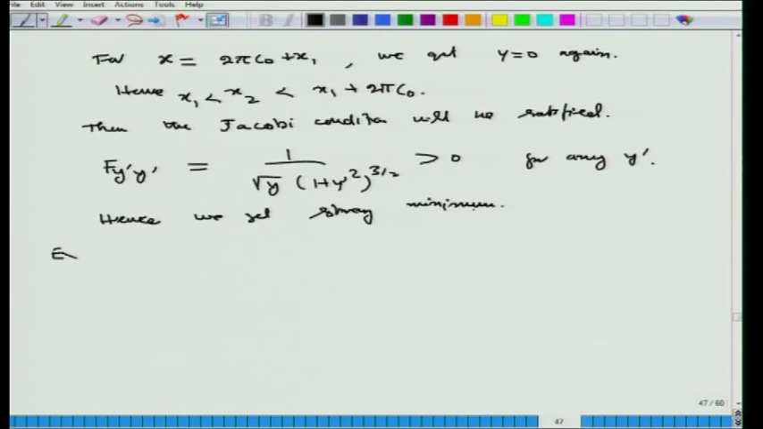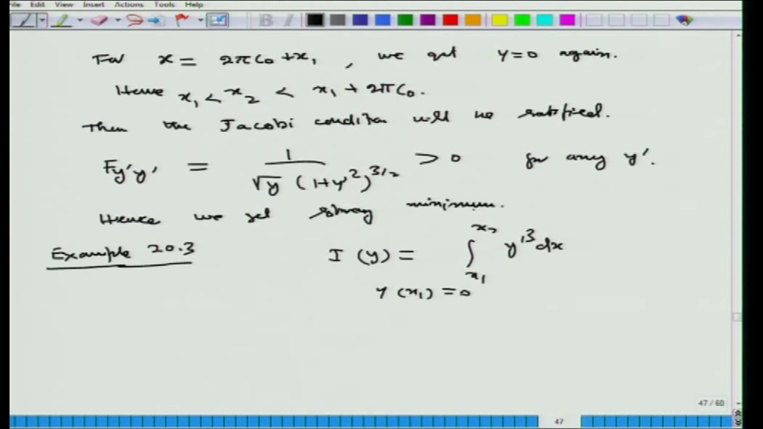The last example here, which we have several times visited earlier, is the integral from x1 to x2 of y prime cubed dx. We see that here y at x1 is equal to 0 and y at x2 is equal to y2, which is positive. Here x1 is less than x2, and the extremals are y2 over x2 minus x1 times (x minus x1).